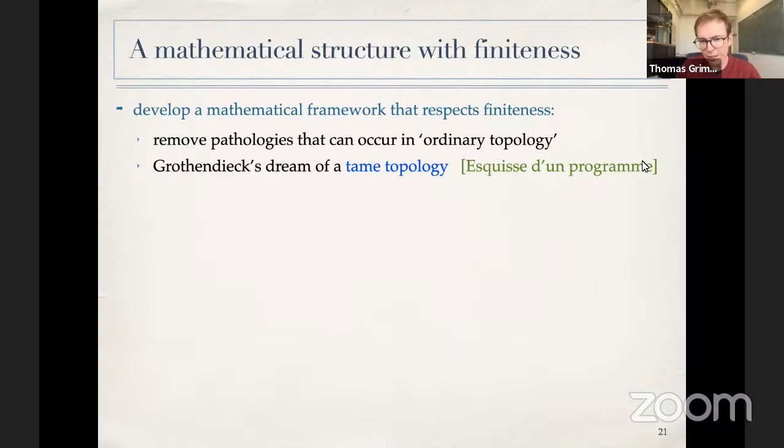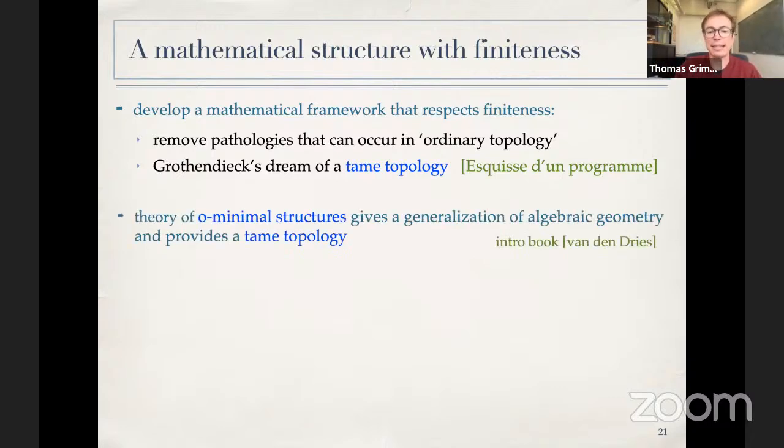Yeah, and you can read this better than me. In fact, you can also read the original publication of Grothendieck, where he outlines this general idea. And what has become clear around the 90s is that the theory of o-minimal structures gives such a tame topology, realizes this Grothendieck dream of finding such a tame topology. And it actually provides a generalization of algebraic geometry. And I mentioned already, that's exactly what you need in order to study these arithmetic quotients.